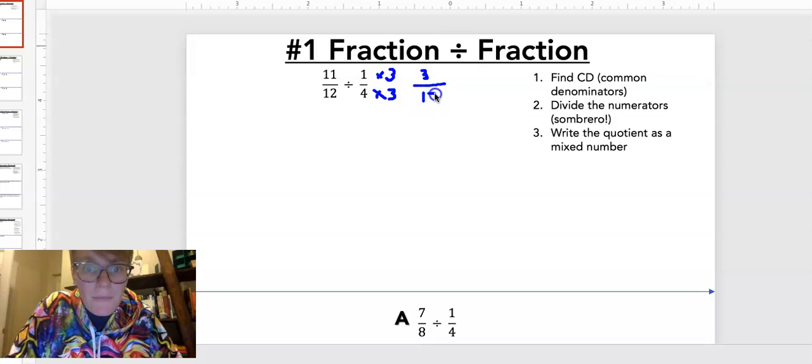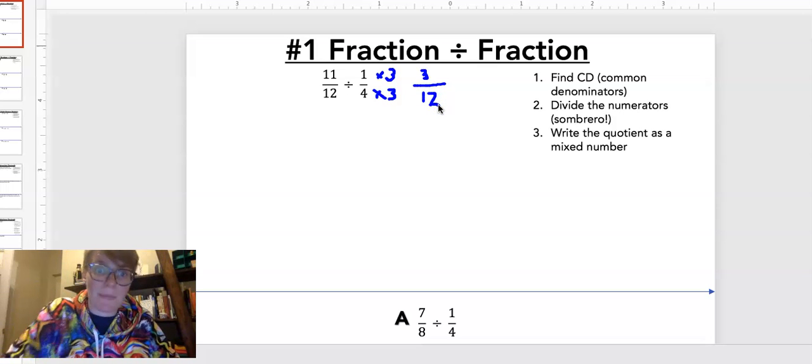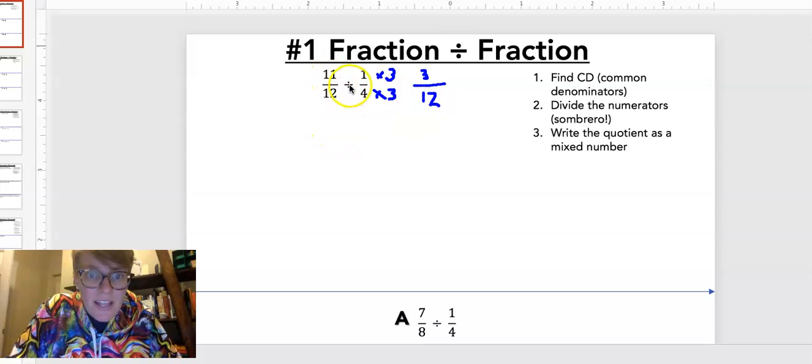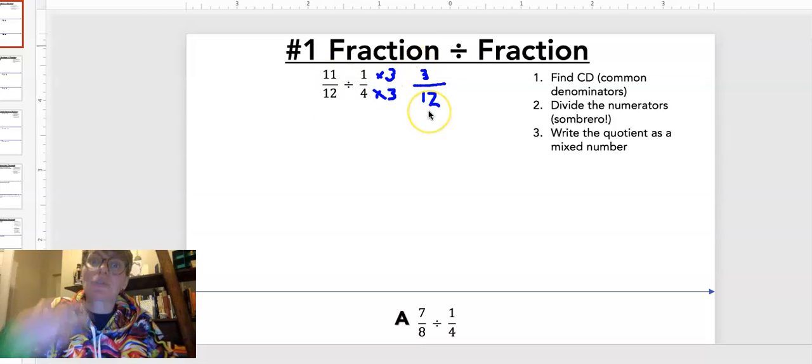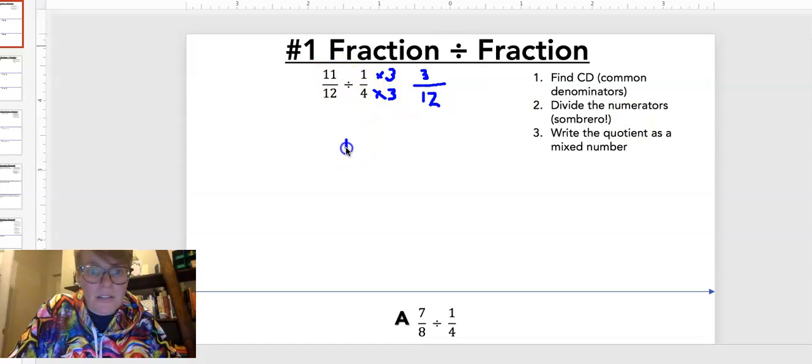3/12. Now I'm feeling pretty good because I have common denominators. Your paper should look just like my paper does right here. Now, I have 11/12 and I'm dividing it by 3/12 because 3/12 is equivalent to 1/4. The next thing we're going to do is divide the numerators. Our numerators are the numbers on top. So let me rewrite this. We have 11/12, and now we are dividing it by 3/12.